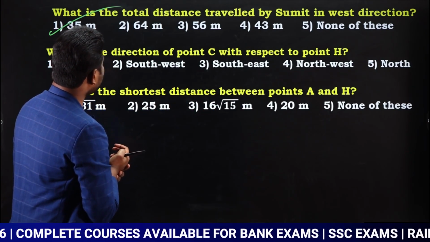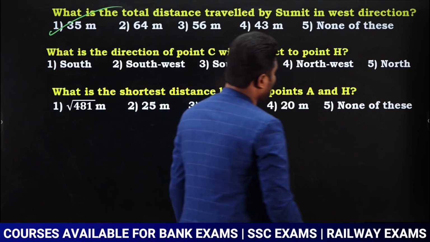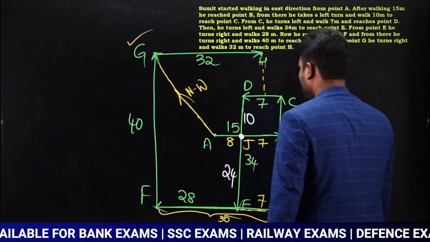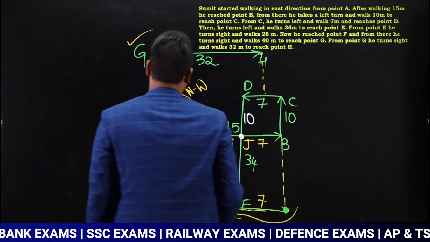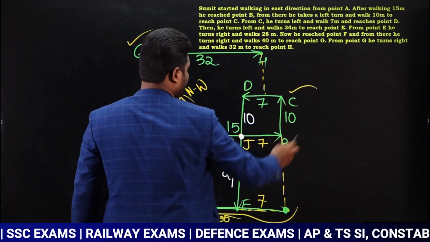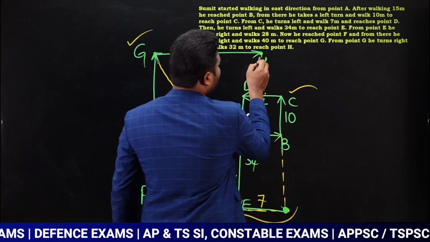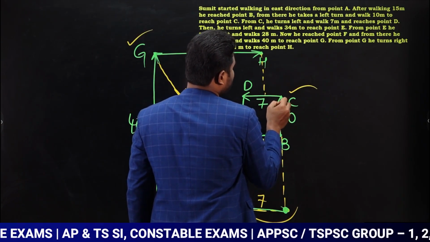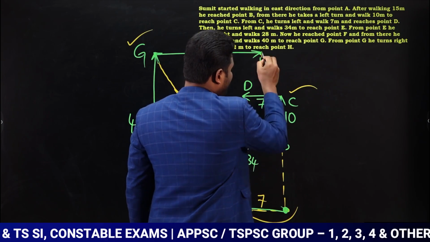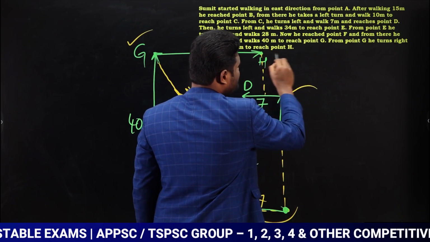Next, what is the direction of point C with respect to point H? Direction of point C with respect to point H. Look here. When you look from point H, point C is in which direction? Now this is south. This is east.